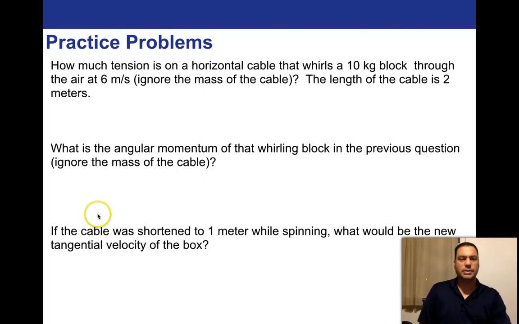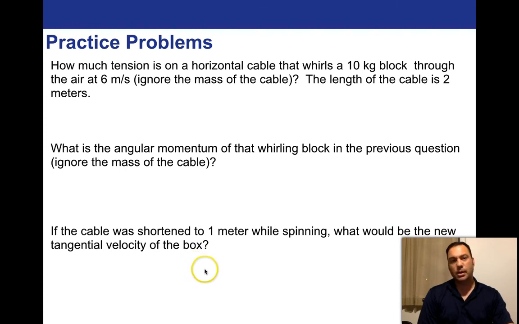Okay, so the last part of this problem says if the cable were shortened to 1 meter while spinning, right? So it's spinning up here at 6 meters per second. It's got a cable, it's 2 meters long. We're shortening it down to 1 meter. What would be the new tangential velocity of the box? Do we have the keys to be able to answer this?